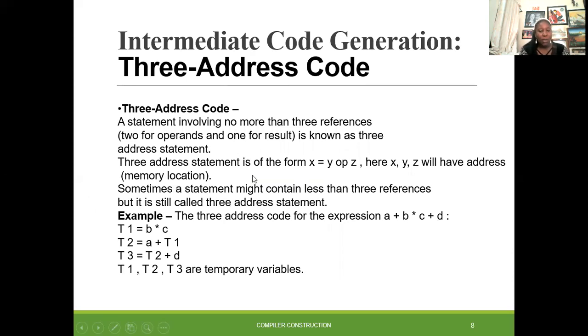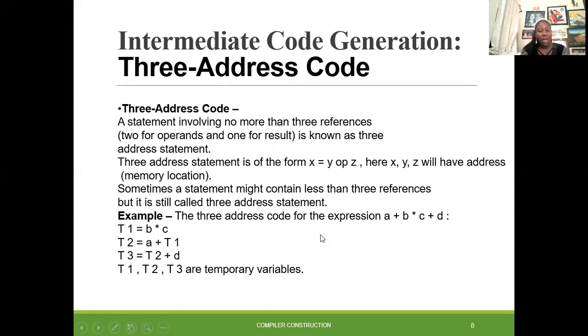Okay, so we see that. Now, please note, like we said, the rule is that you have the address statement and it's of the form X equals Y, an operator, and Z. Beautiful. Here, X, Y, and Z will have what? Address or memory location. So you have to represent them using temporary variables.